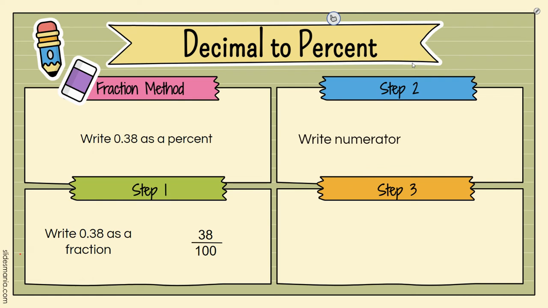Cool. Step 2. Just write the numerator down. The numerator is 38. Step 3, write the percent sign next to it. That's it, 38%.